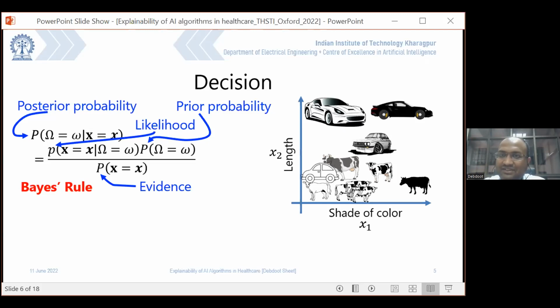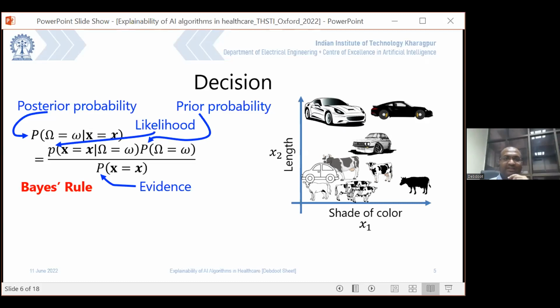So if I was trying to do something like this, I measure two different attributes about a certain object. One is the length of the object. The other attribute which I measure is the shade of color of that particular object.